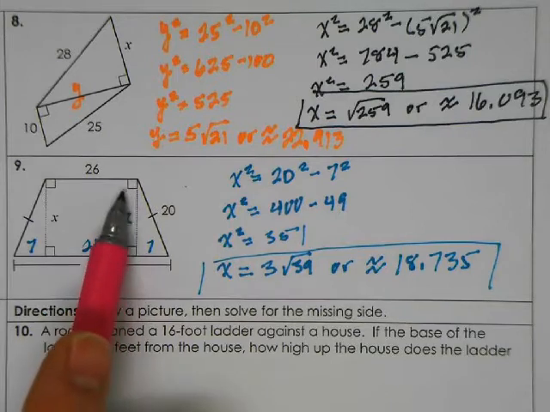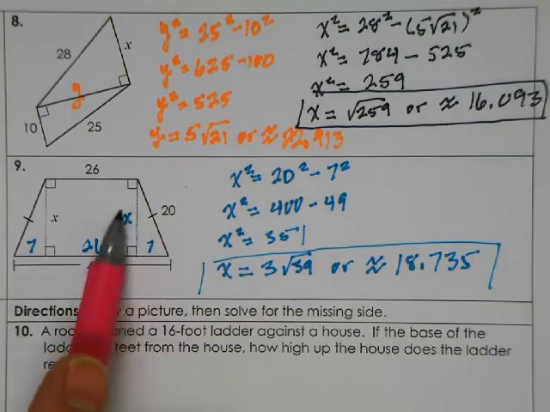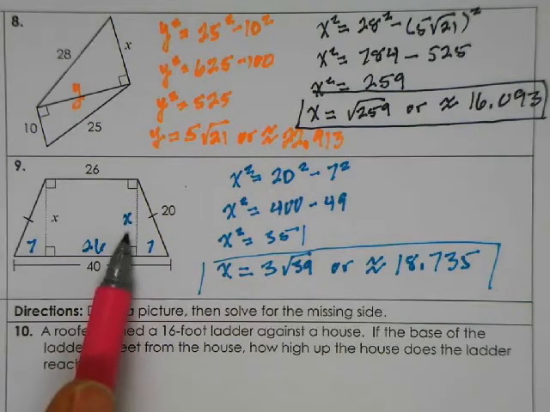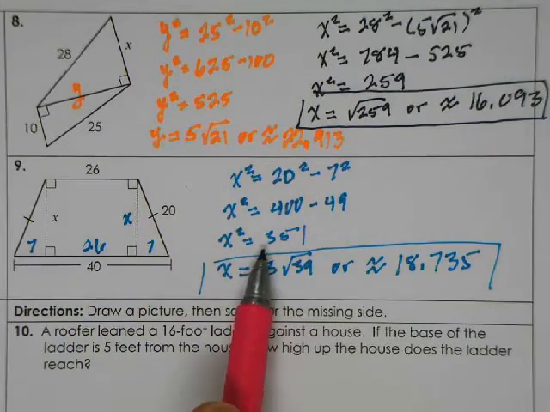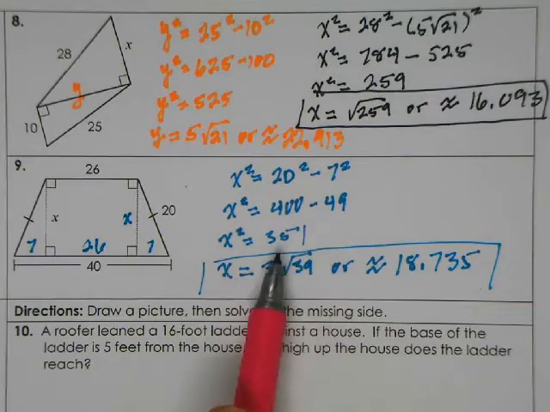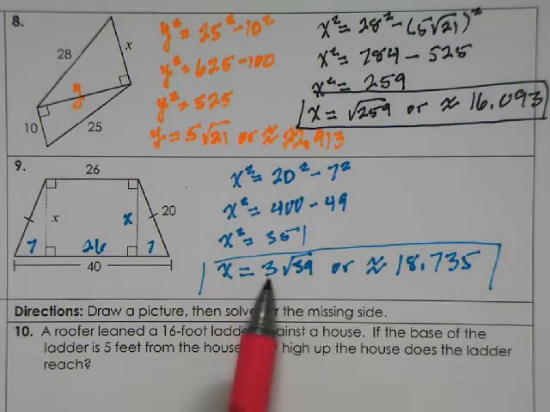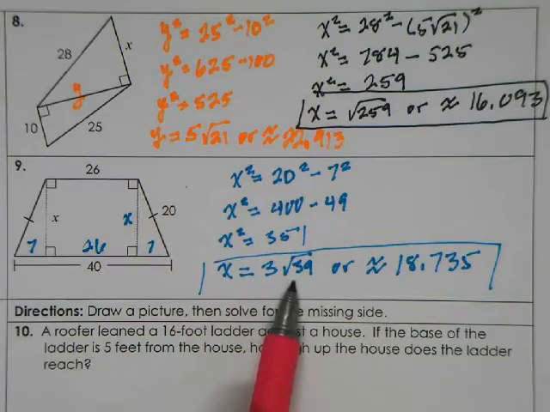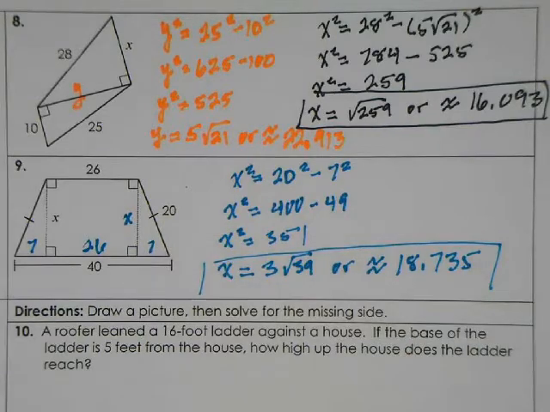And so now we have the length of a leg and a hypotenuse that we can use to find the height of the trapezoid here, which is the leg of the right triangle that we're seeing. And when we work it out, 20 squared minus 7 squared gives me 400 minus 49, which is the square root of 351. The square root of 351 does simplify as a radical, so we can leave 3 radical 39 as our exact answer, or rounded to 3 decimal places, 18.735.